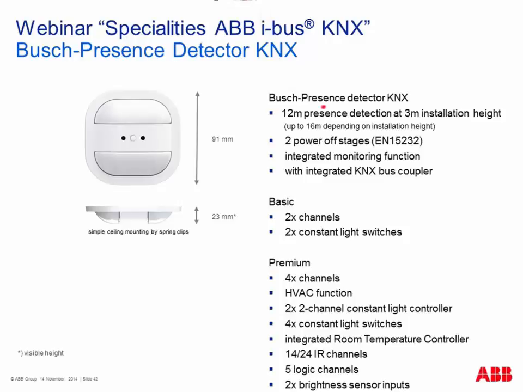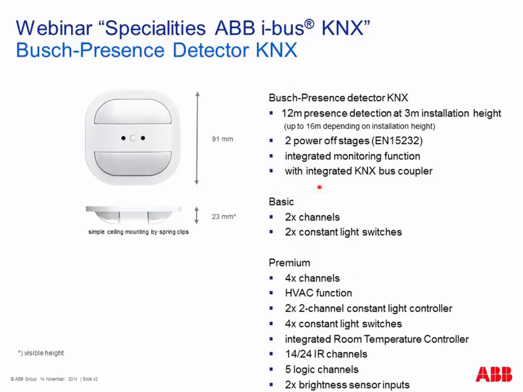And if we look to some software features at least, you see here the Busch presence detector KNX, which has 12 meters presence detection. So in diameter here, a circle in principle with 3-meter installation height. And there are a lot of software functions depending on the type you choose. The basic version has less, the premium version has more functions. So you can choose.